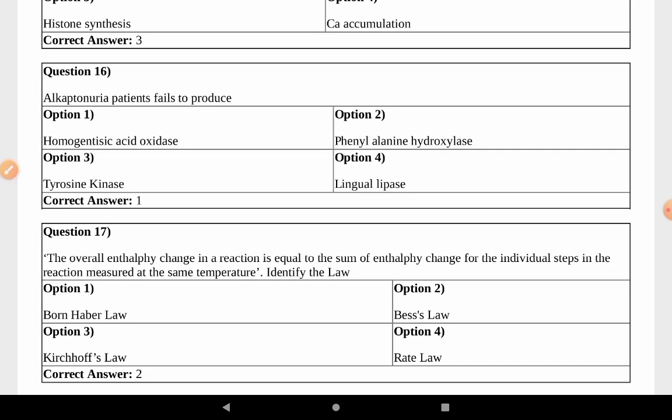So next question is alkaptonuria patients fail to produce. Option 1 homogentisic acid oxidase, option 2 phenylalanine hydroxylase, option 3 tyrosine kinase, option 4 lingual lipase. So the correct answer is option 1, homogentisic acid oxidase, which is not produced in alkaptonuria patients.